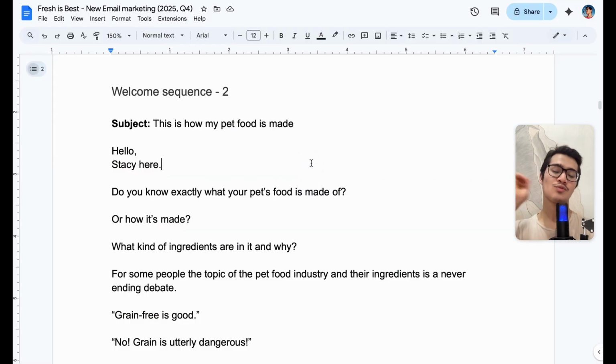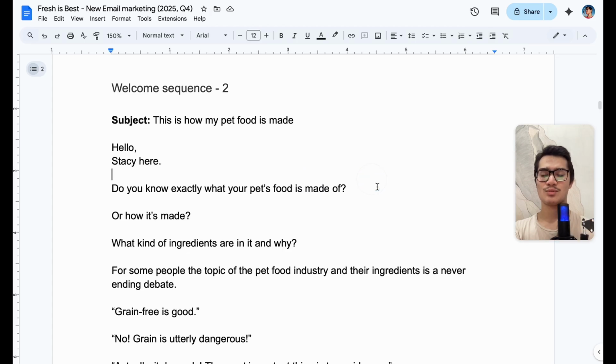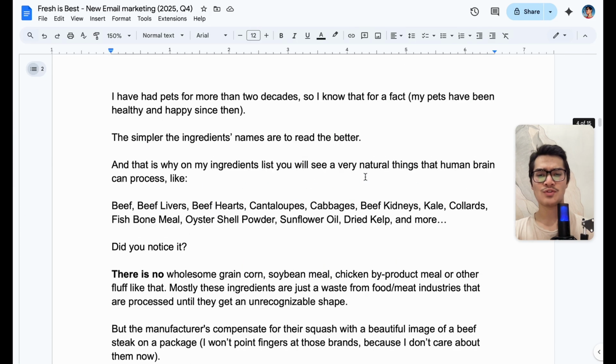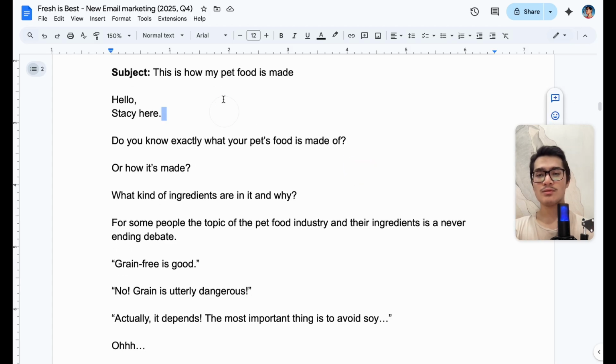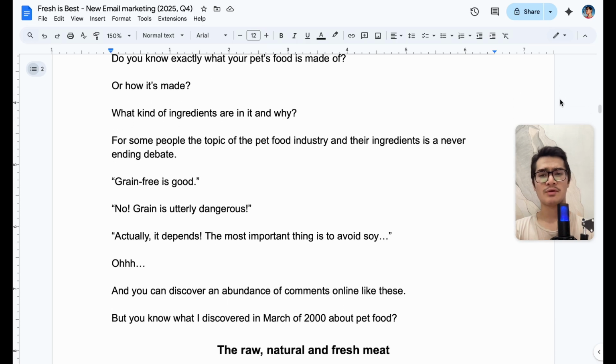Now, again to these sequences, and I maybe take too long to explain, but this one is a bit too wordy, 2 pages. I will try to read it as fast as possible and explain why I did it that way. Hello, Stacy here. Do you know exactly what your pet food is made of? Or how it's made? What kind of ingredients are in it and why?